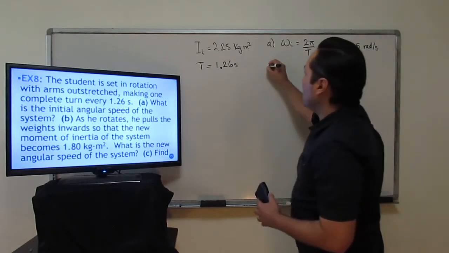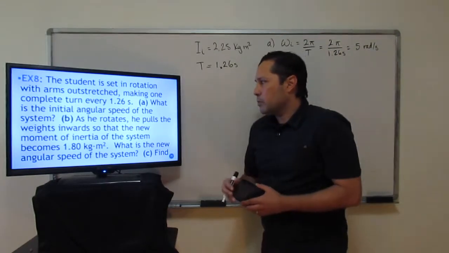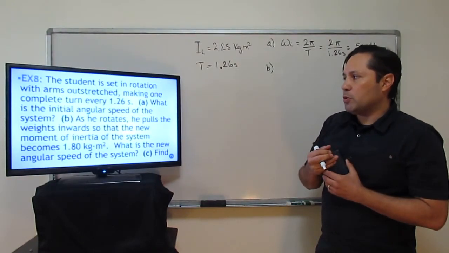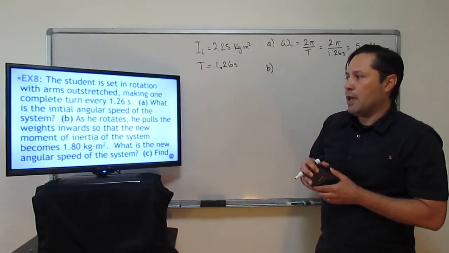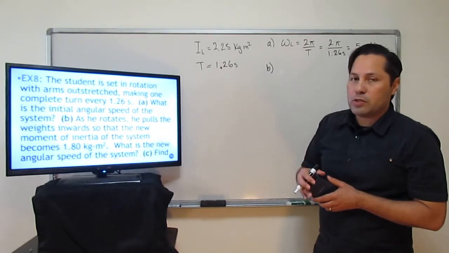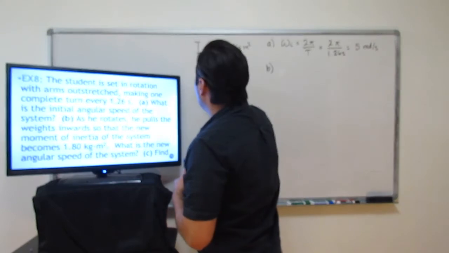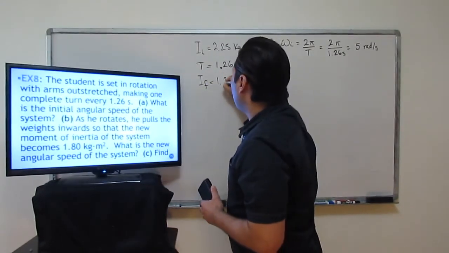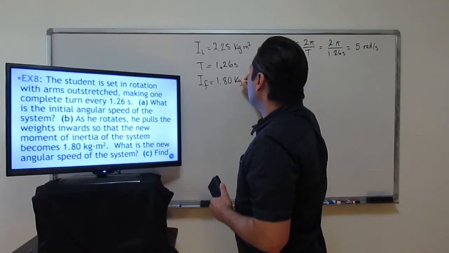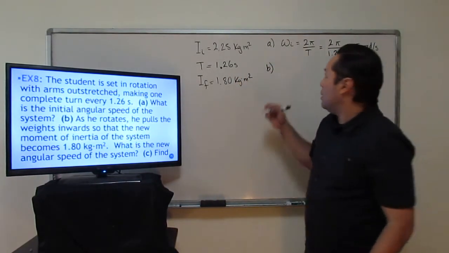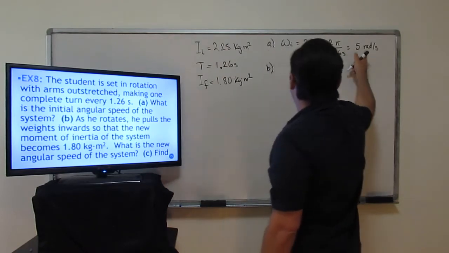That's part A. In part B, they ask you, as he rotates, he pulls the weights inward so that the new moment of inertia becomes 1.8 kilograms centimeters squared. What is the new angular speed of the system? All right, so our inertia changed because the weight distribution changed, and now it is 1.80 kilograms centimeters squared. So they're asking what will be the new angular speed. The initial one we have right here at 5 rads per second.